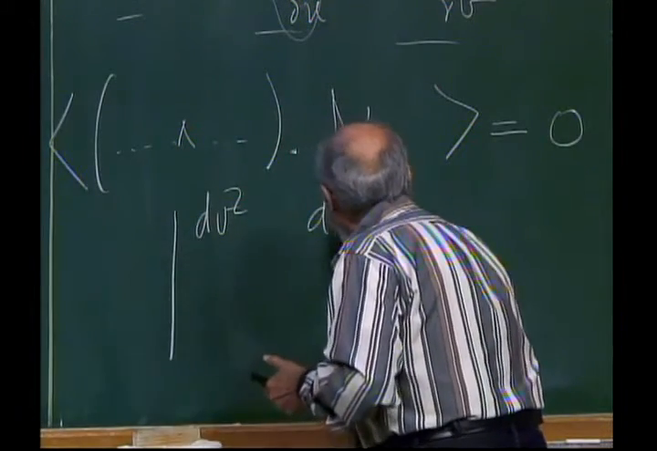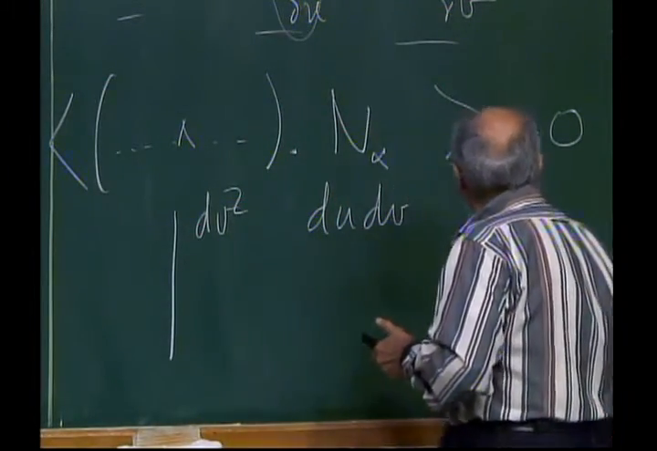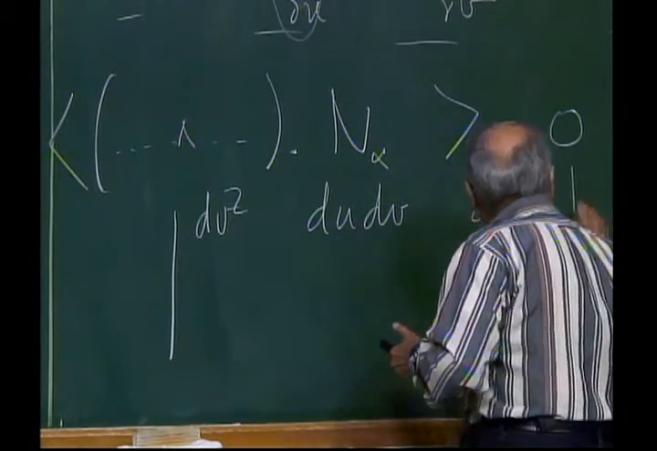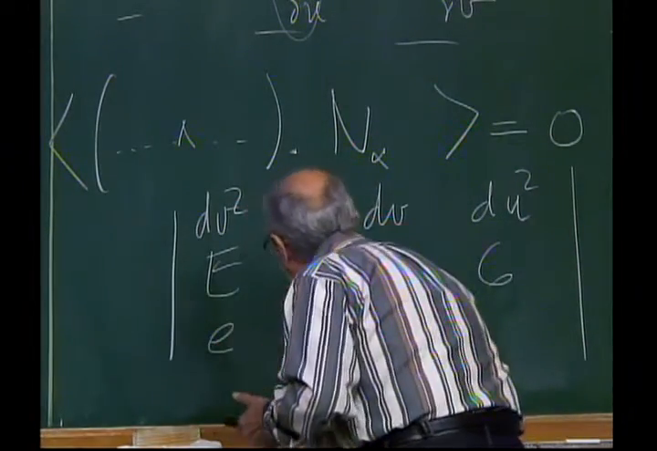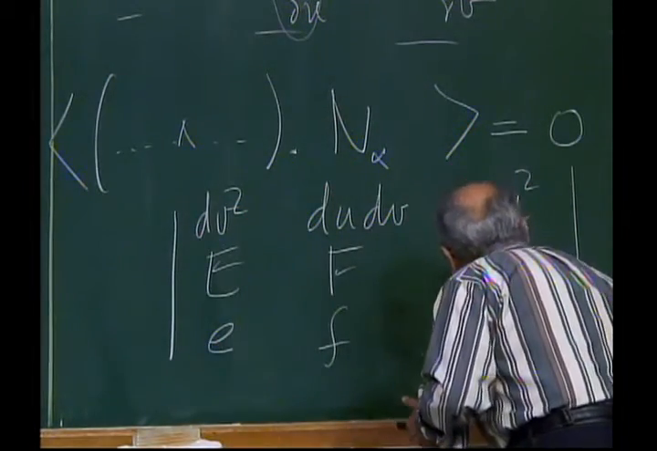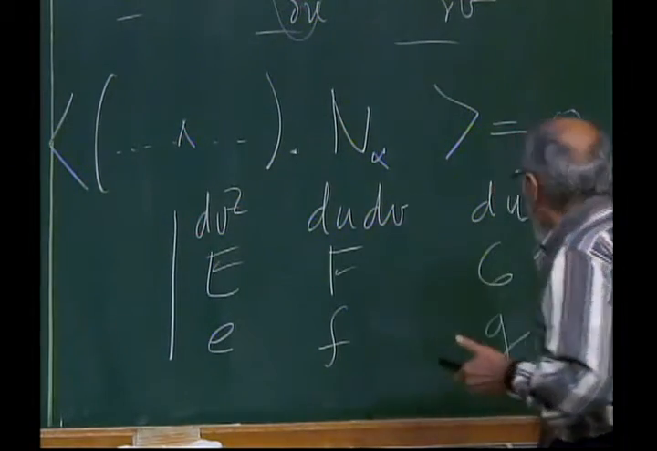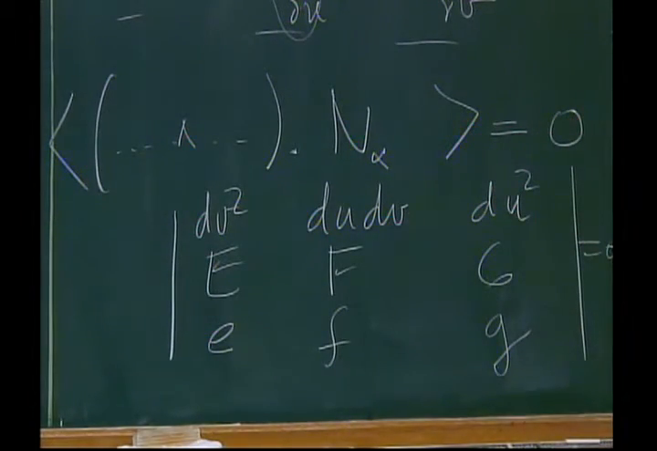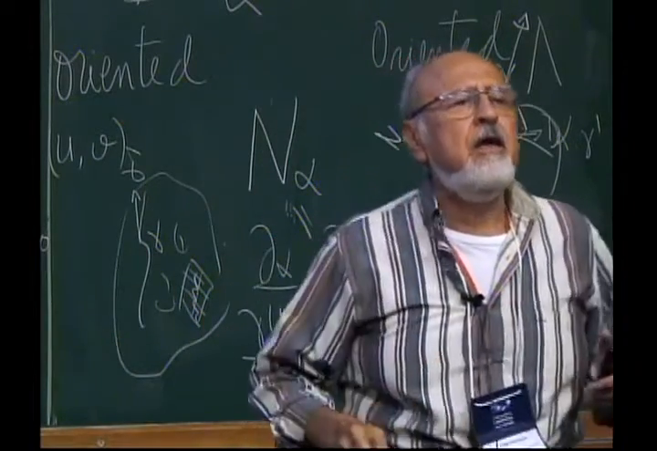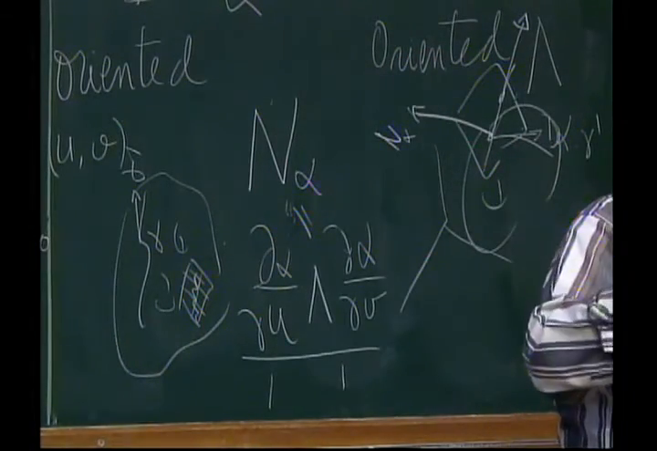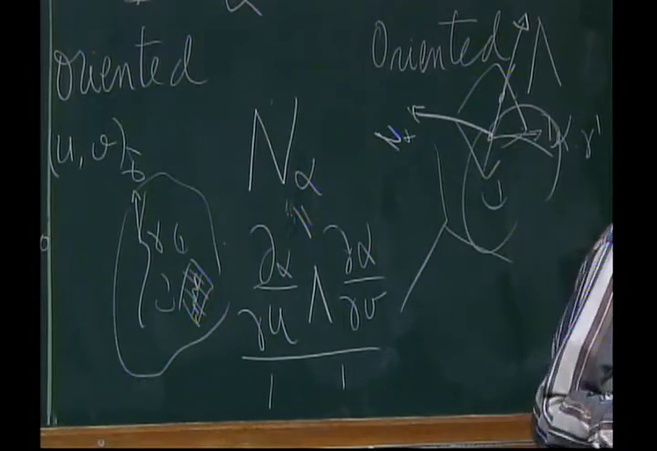dv squared du dv, du squared, E, F, G, small e, small f and small g. So this is the differential equation of lines of curvature in a chart (u, v), and here you have a way to see, as a quadratic equation, which is a principal curvature line and which is not.